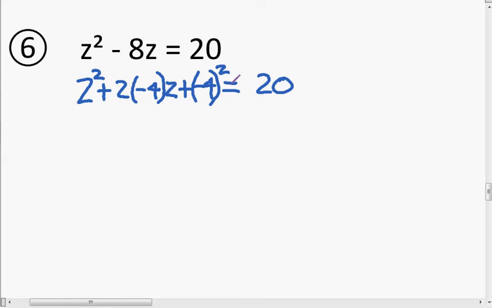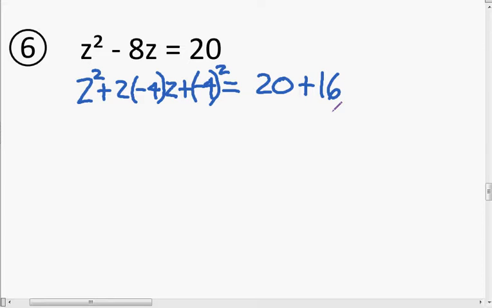I need to square negative 4, multiply negative 4 times negative 4. I don't want to square the 4 and then make it negative. Your calculator will do that if you don't put the parentheses in, and it's not what we're looking at here. So I take negative 4 times negative 4, I get positive 16. I'm going to add 16 to this side. I'm adding 16 to this side.